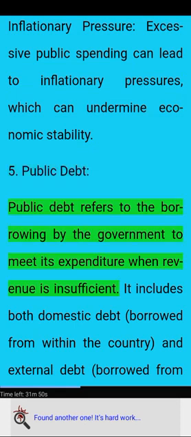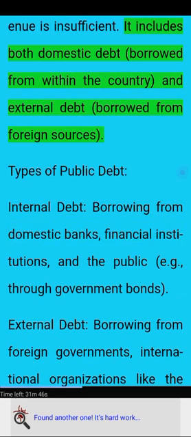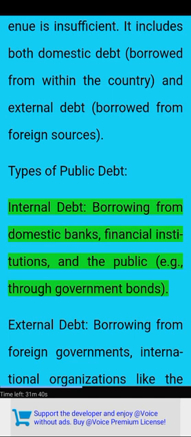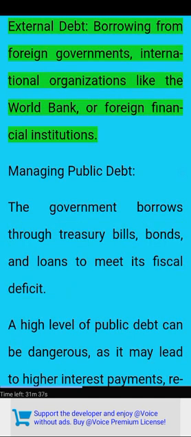5. Public debt. Public debt refers to the borrowing by the government to meet its expenditure when revenue is insufficient. It includes both domestic debt borrowed from within the country and external debt borrowed from foreign sources. Types of public debt. Internal debt, borrowing from domestic banks, financial institutions, and the public, e.g., through government bonds. External debt, borrowing from foreign governments, international organizations like the World Bank, or foreign financial institutions.